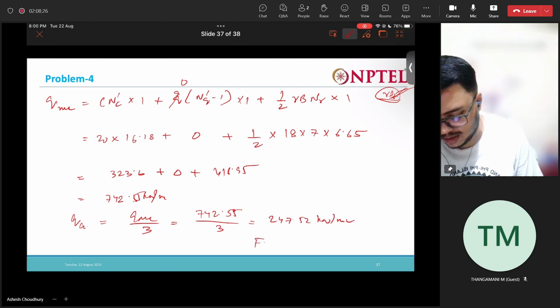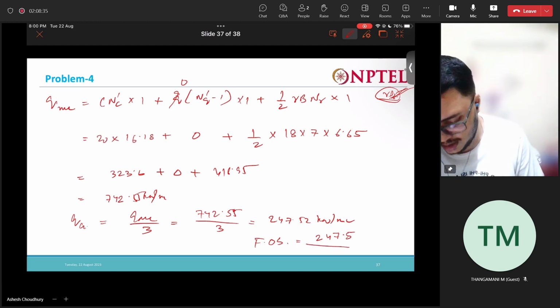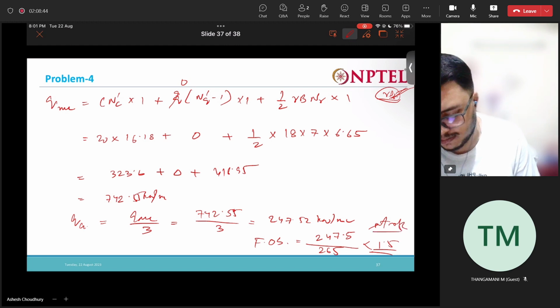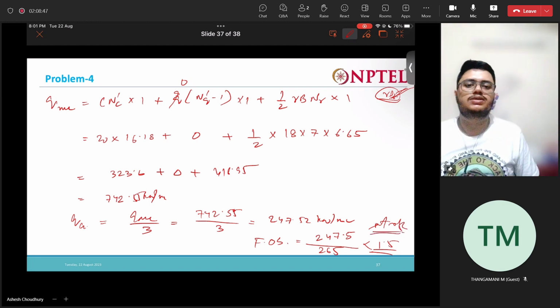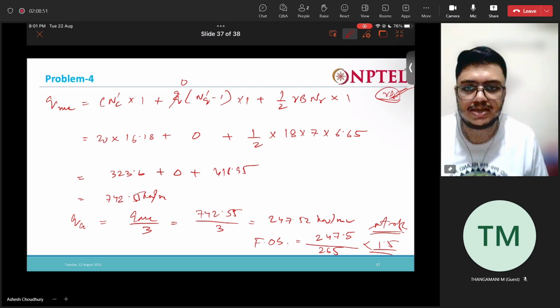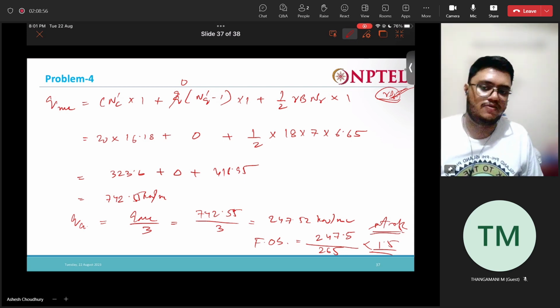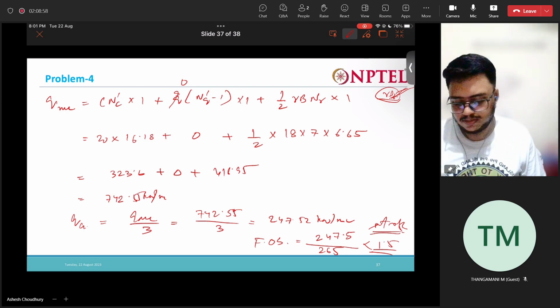So what will be our factor of safety? 247.5 by 265, which is actually less than 1.5. So not safe. In this case, our structure is not safe against bearing failure. So there is a chance of occurrence of bearing failure. All right.